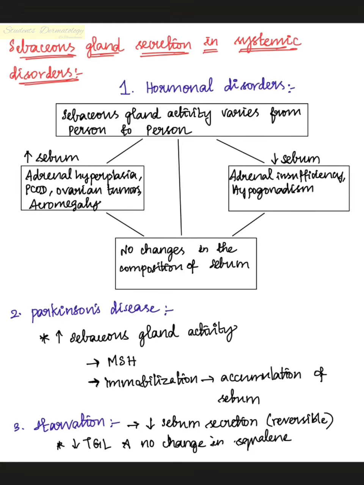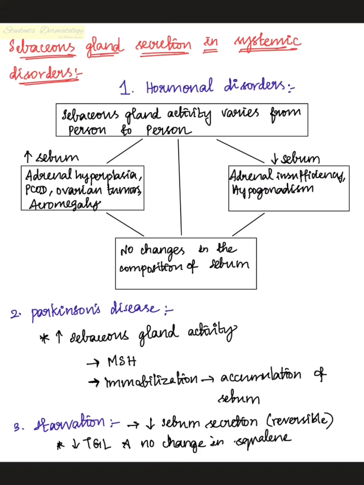Next, the sebaceous gland secretion in systemic disorders. So how do systemic disorders affect their secretion? First, we take hormonal disorders. As we know, they are mainly dependent on hormonal factors. If you see, the sebaceous gland activity varies from person to person. An increase in sebum is mainly caused by conditions with androgen excess like adrenal hyperplasia, PCOD, ovarian tumors, and conditions that cause a decrease in sebum are mainly due to adrenal insufficiency or hypogonadism. So in these conditions, only the sebaceous gland activity will change. There will be no change in the composition of sebum.